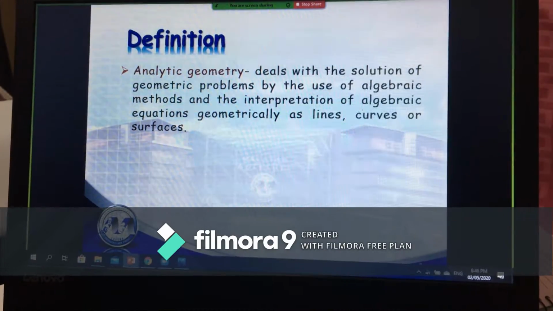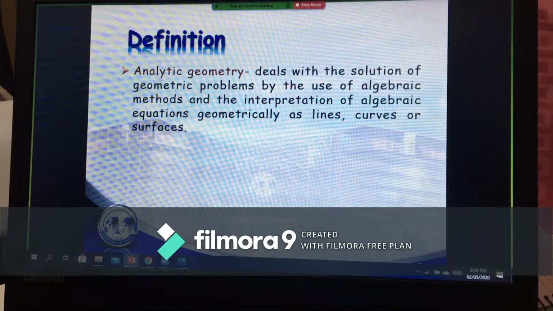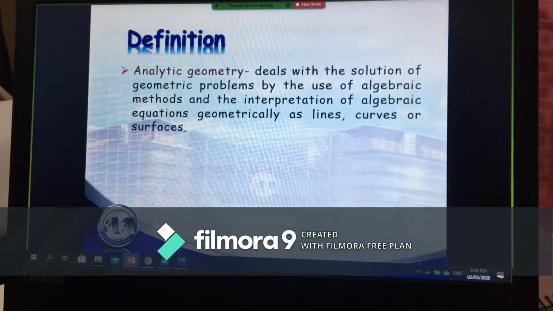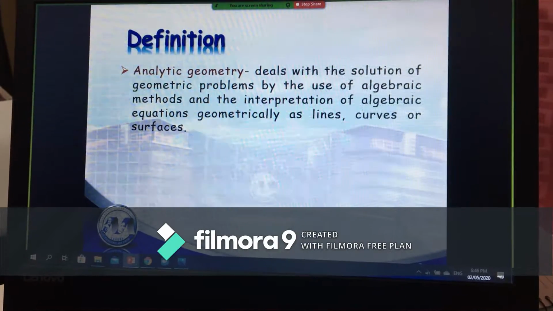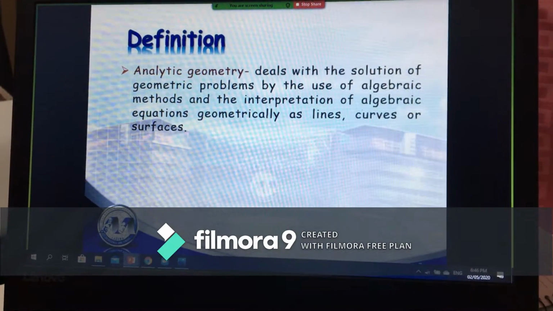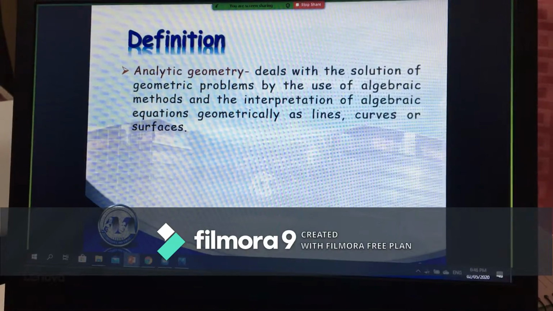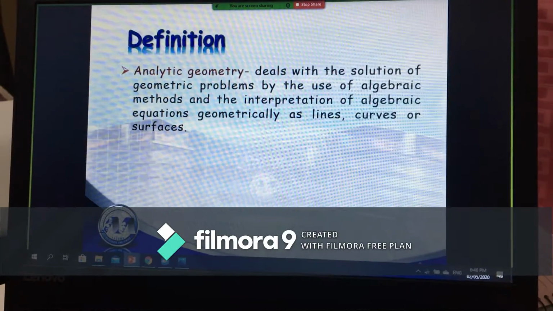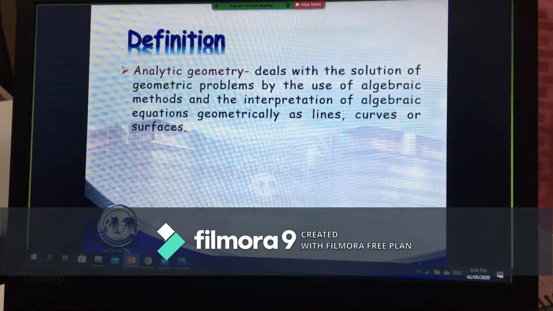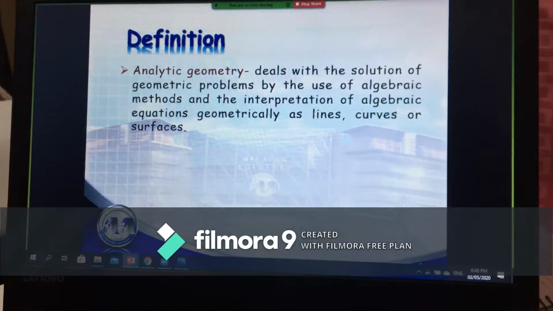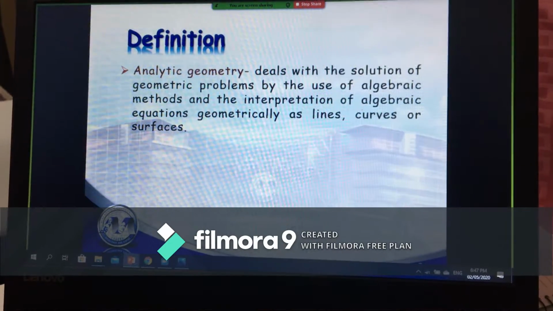So we have here some definition. An important definition here is analytic geometry. So what does it mean, analytic geometry? When you speak of analytic geometry, it deals with the solution of geometric problems by the use of algebraic methods and the interpretation of algebraic equations geometrically as lines, curves, and surfaces.